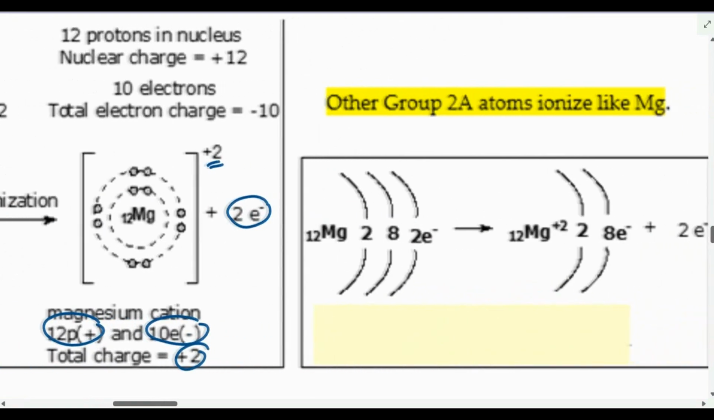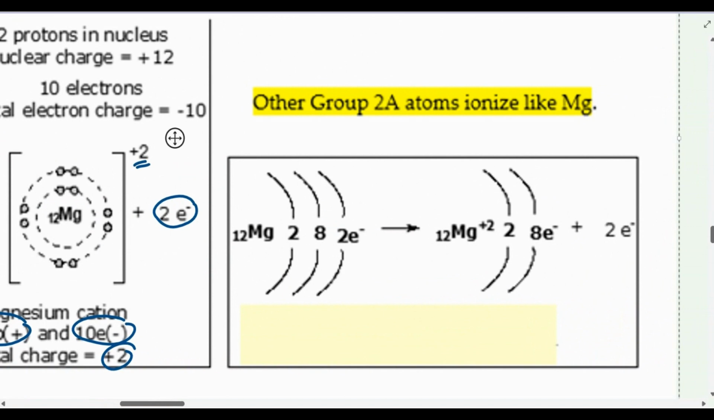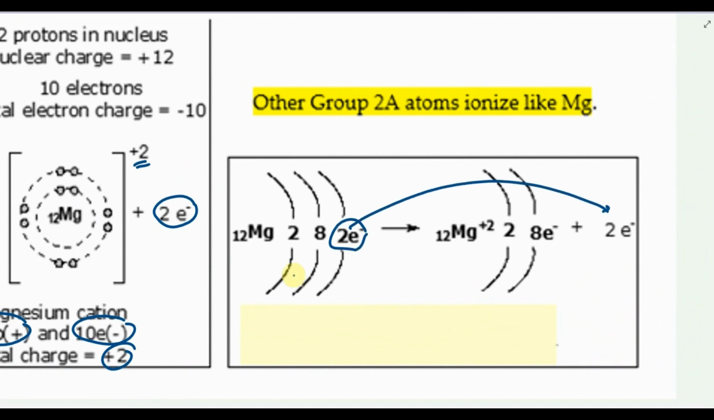Here it is in a simplified Bohr diagram. Magnesium with 2 valence electrons will lose them. What's left? Well, that's only 10 electrons instead of 12. So we write magnesium in group 2A with 2 valence electrons reacts to produce a magnesium +2 cation and releases 2 electrons. And that's characteristic of other group 2A metals like beryllium, calcium, strontium, and barium.